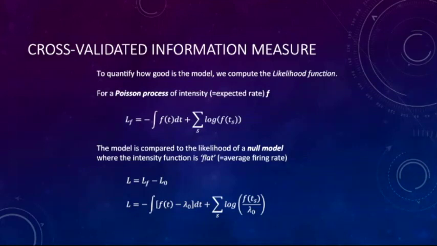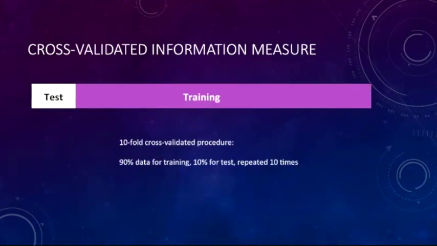So, I told you about this training set and the test set. How do you do it? Well, let's imagine this is the entire data set, and usually you do a 10-fold cross-validation procedure, meaning that you take 90% of your data, you build a model, you build a tuning curve, and you test it on the remaining 10% of the data, the test set.